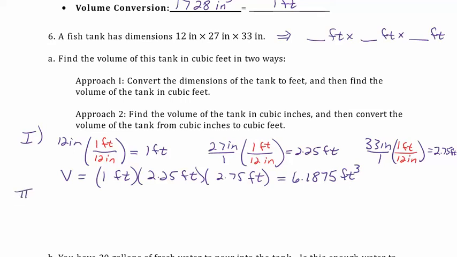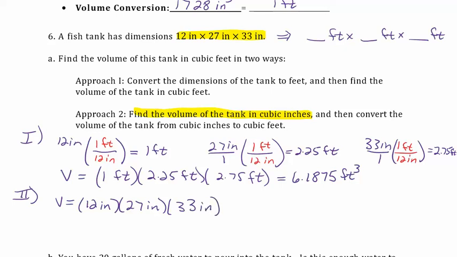Okay, let's try approach 2. So approach 2, we're going to find the volume of the tank in cubic inches. So we're going to use these to find the volume of the tank. So the volume is 12 inches times 27 inches times 33 inches. And we get 10,692 cubic inches. Inches times inches times inches.